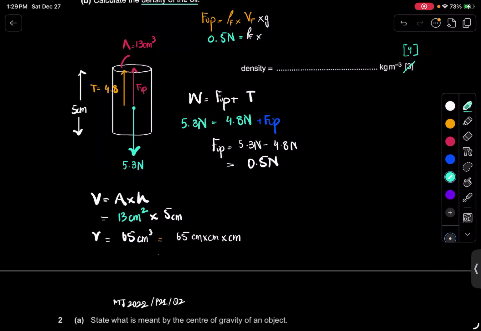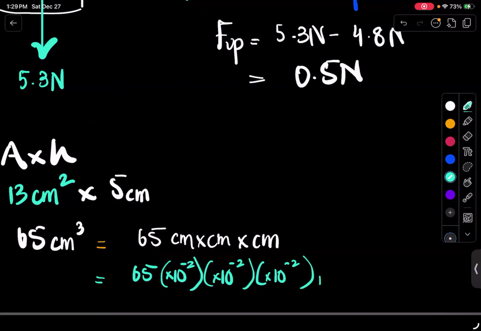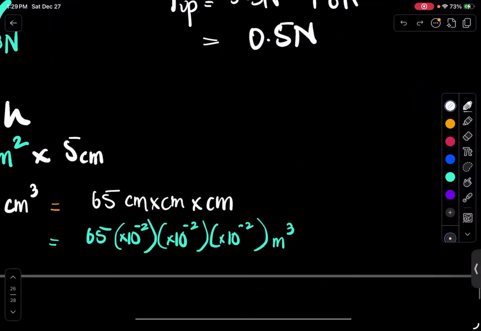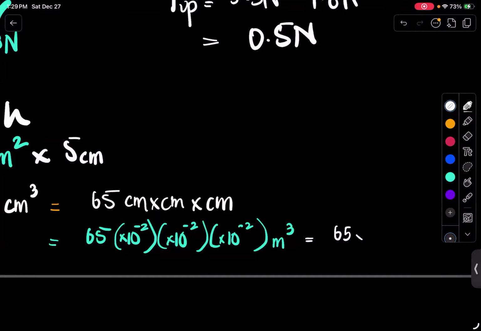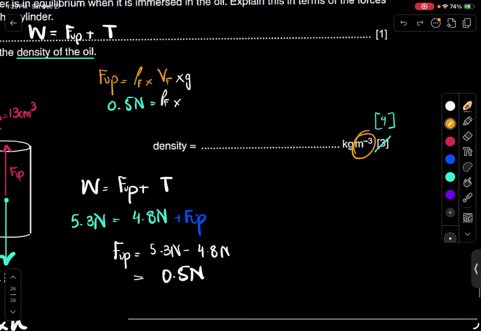You want to convert it into meter cubed. Doesn't centi really mean 10 to the power minus 2? So 10 to the power minus 2, times 10 to the power minus 2, times 10 to the power minus 2 meter cubed. I basically multiplied all the centis together and the meters together. So this becomes 65 into 10 to the power minus 6 meter cubed. To convert centimeter cubed to meter cubed, you convert every single one of those centis individually, because density is in meter cubed.